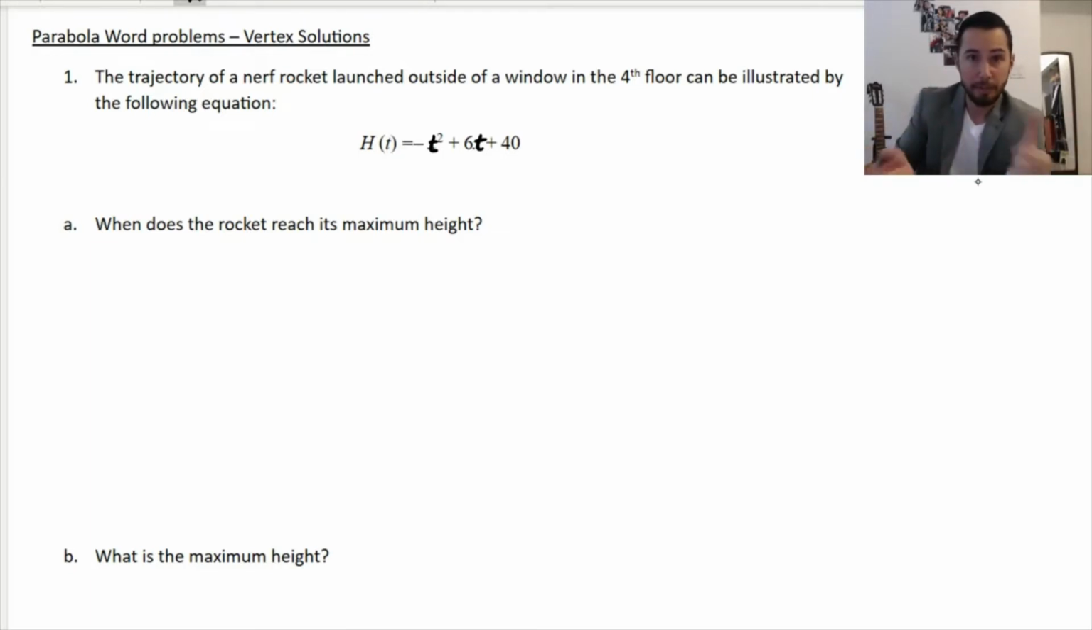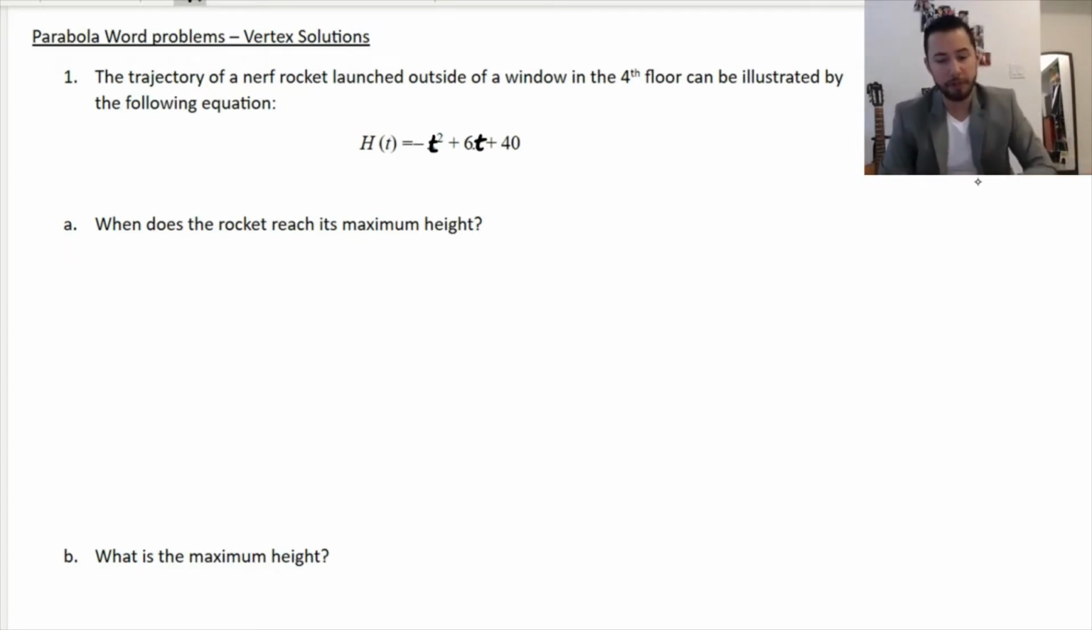If I have an answer in meters, it can't be when did it happen. It can't happen at 3 meters if they're asking me for when. It can't be at 3 seconds when they're asking you how high. That kind of thing. So very simple problem.